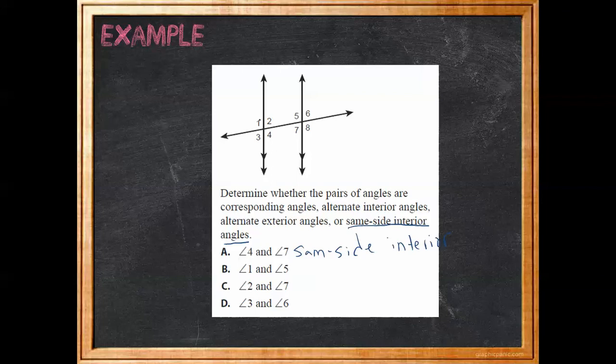All right, now let's look at angle 1 and angle 5. Angle 1, let's talk about where it's at. It's on top of the top parallel line, and to the right. Angle 5 is also on top of the bottom one and to the right. So these angles are in the same spot on two different lines. Remember, when they're in the same spot and they match up, we call those corresponding angles.